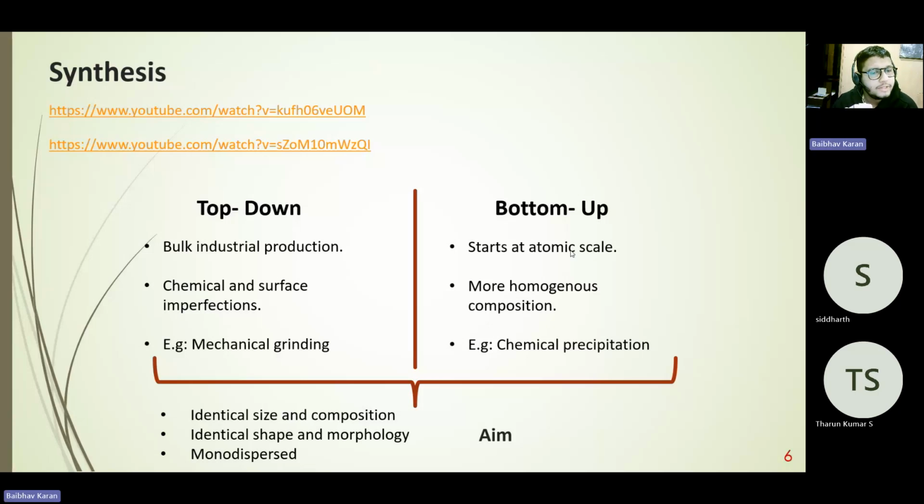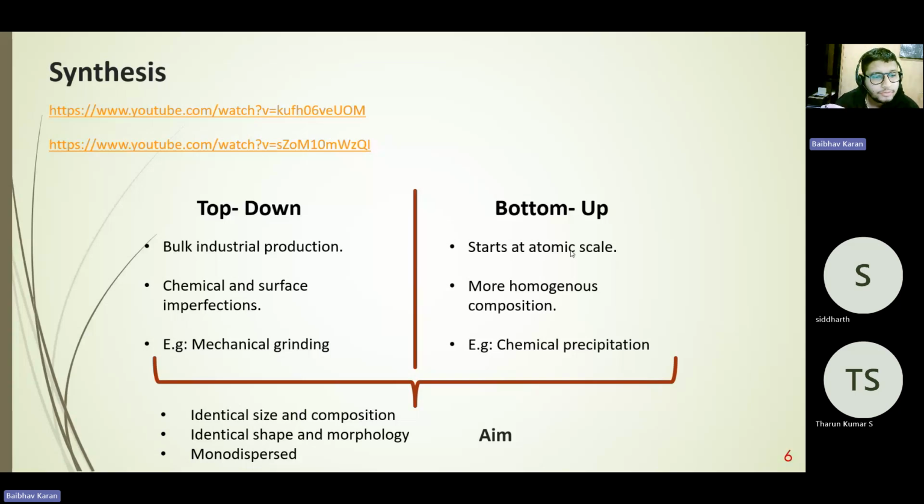The one thing to note here is that our aim is to synthesize nanoparticles which are identical in size and composition, which have identical shape and morphology, and which are monodispersed. Why are they required? Because we have to engineer materials at a nanoscale. And if there is non-uniformity in the nanoparticles alone, how will the material show uniform properties in the bulk range?